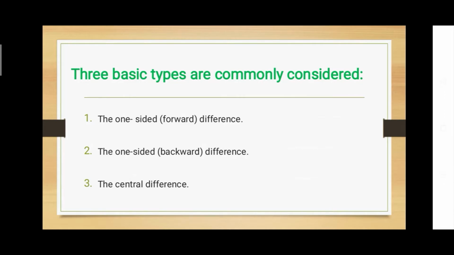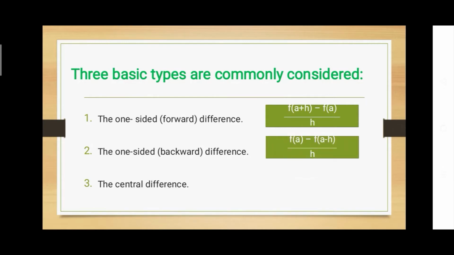The first one, forward difference, has the formula f(a + h) - f(a) all over h. The second, the one-sided or backward difference, has the formula f(a) - f(a - h) all over h. The central difference has the formula f(a + h) - f(a - h) all over 2h. So that ends my report.